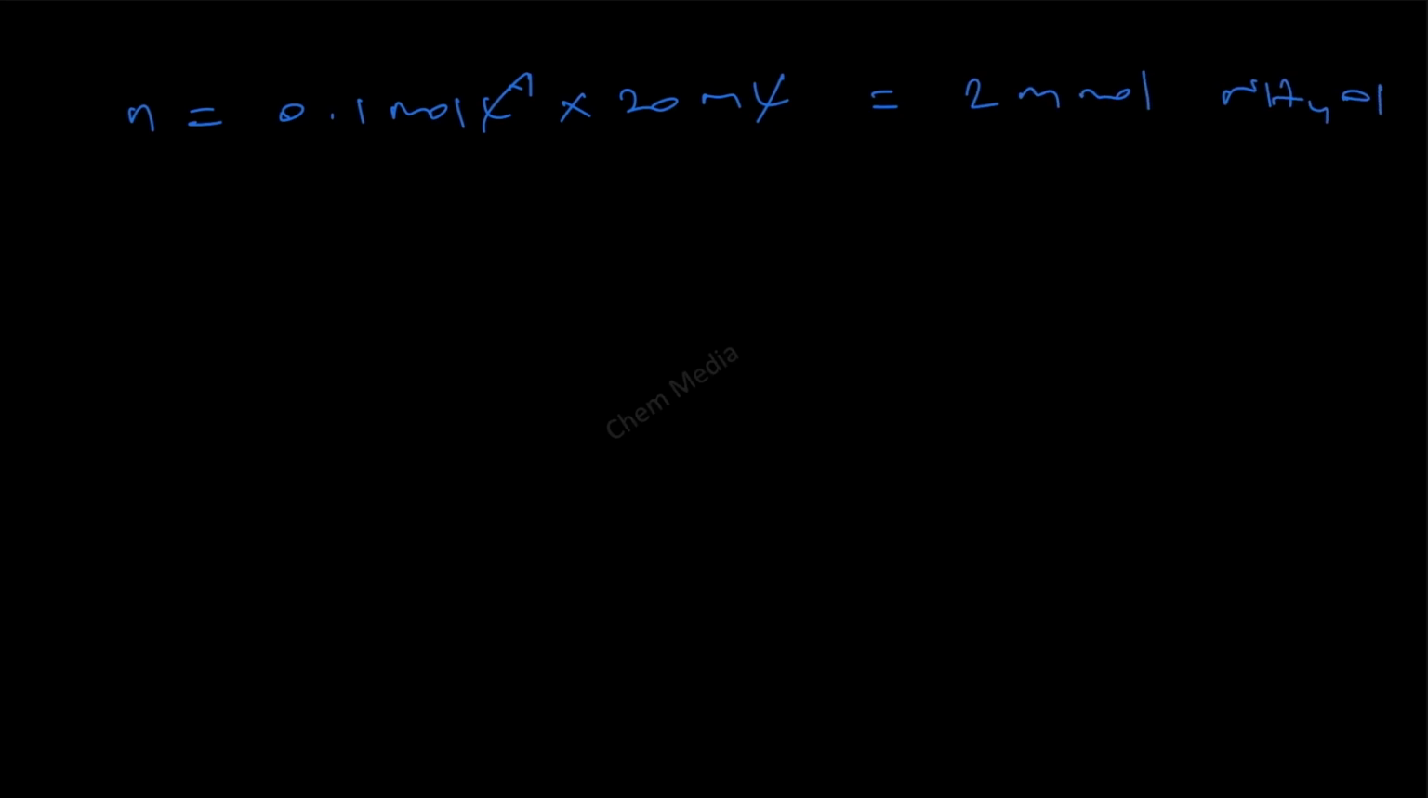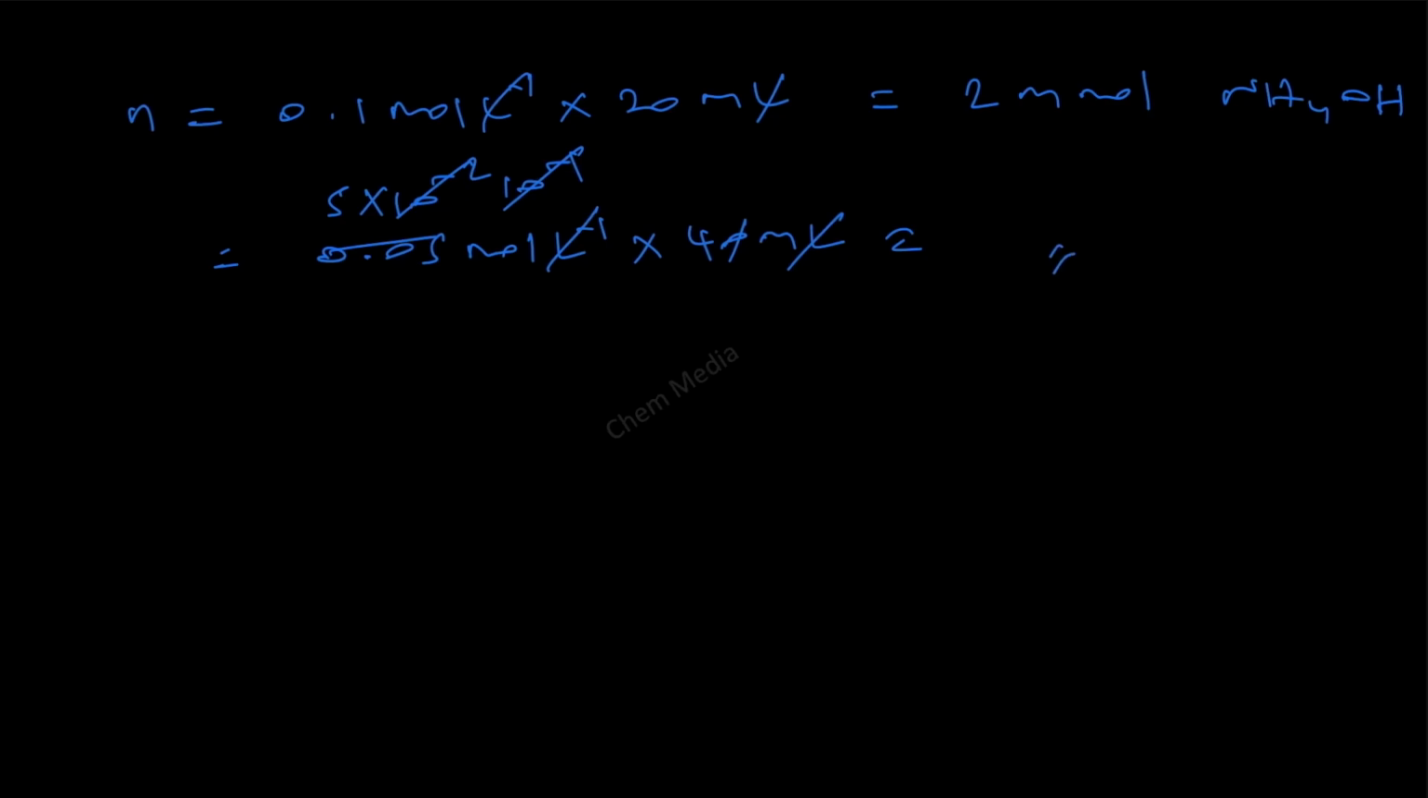So this is for ammonium hydroxide, and then for HCl the molarity is given as 0.05 molar times volume is given as 40 milliliter. So therefore this would be 5 times 10 to the power minus 2. So the 10s we can cancel, and then 5 times 4 is 20. So 10 we can again cancel. Therefore this is also 2 millimoles.